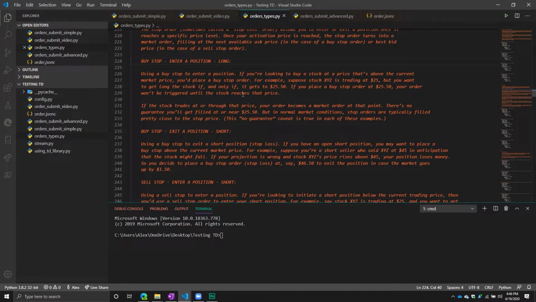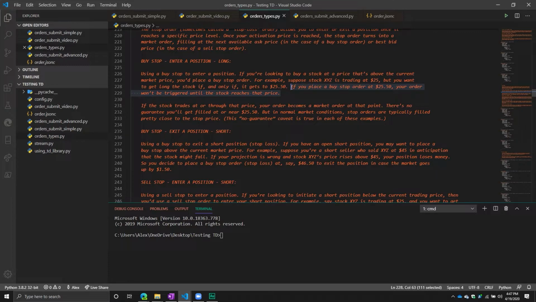I look at this one and I say, you are kind of in a sense like, you think it's going to break through. Like, okay, if it breaks through this resistance level, it's got to go up to this next resistance level, right? So here they have an example. Suppose stock XYZ is trading at 25, but you want to get long the stock if and only if it gets to 25.50. If you place a buy stop order at 25.50, your order won't be triggered until the stock reaches that price.